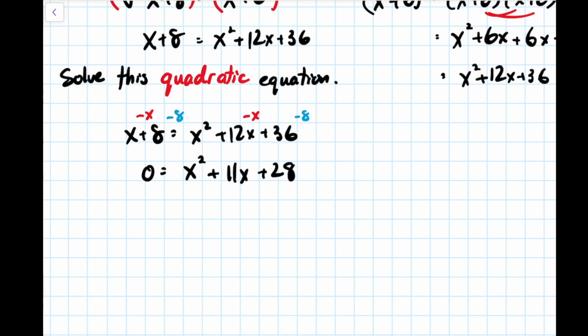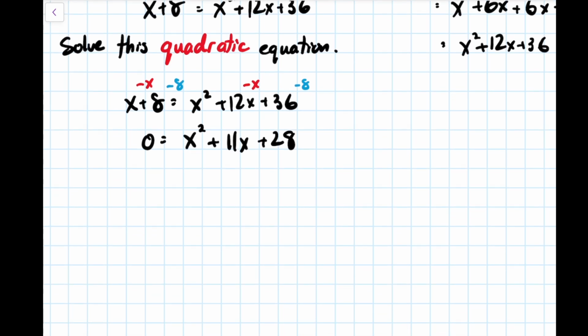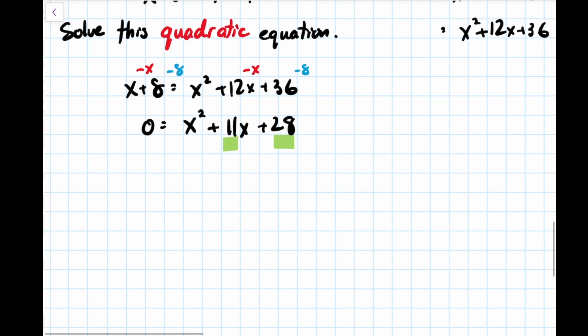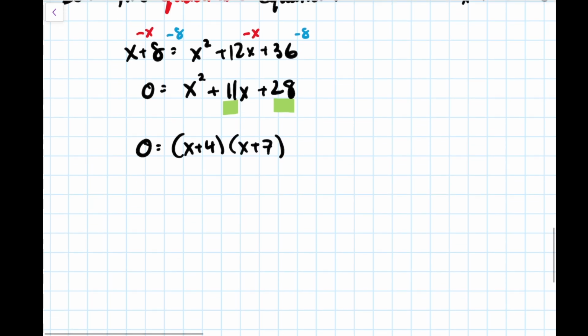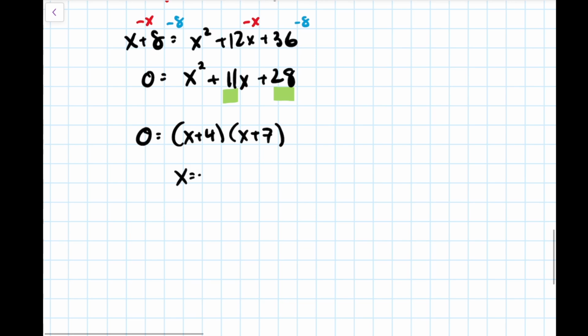And so I'm going to try to factor this if I can, because factoring is faster and cleaner than the quadratic formula. If I can't factor, I would use the quadratic formula. But in this case, this one is factorable. So remember, we want to find two things that multiply to 28 and add to 11, and that is 4 and 7. So this factors to x plus 4 times x plus 7, which gets me my solutions of x equals -4 and x equals -7.